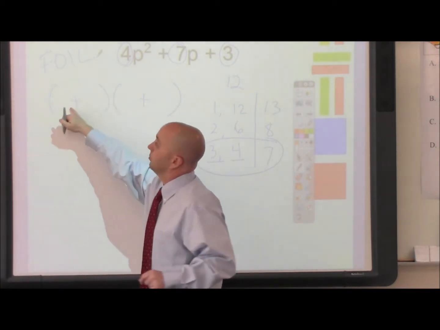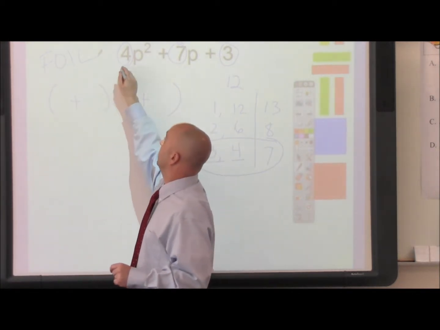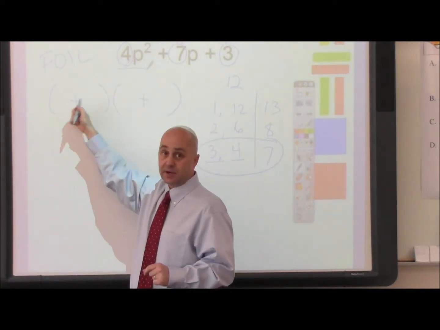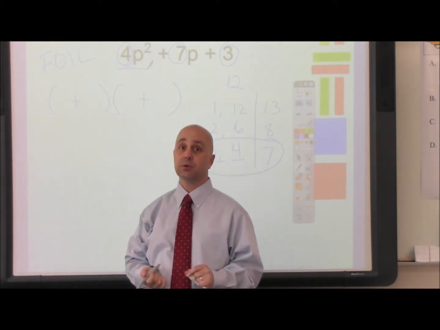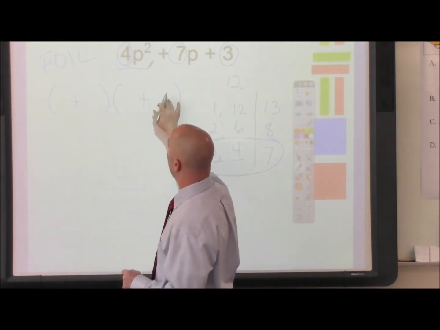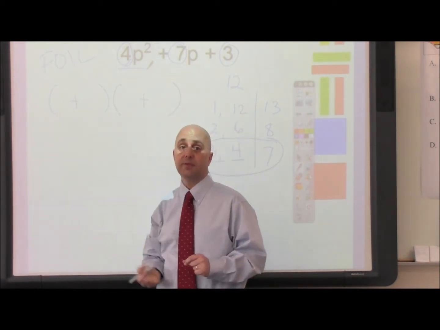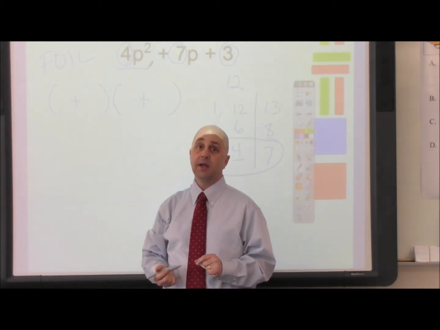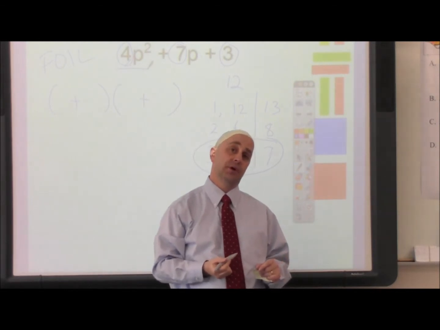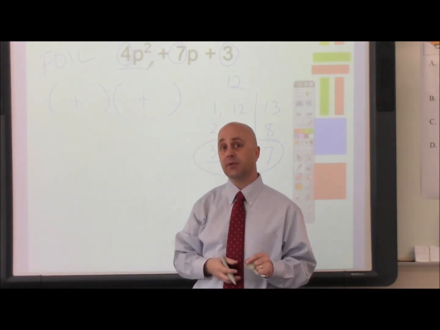For example, using FOIL, the first two multiplied together are going to give you this term. So you know that something times something has to be 4p squared. You also know that the last two multiply to 3. So you need something times something that multiplies to 3. And the tricky part is to find that middle term. And that's why this systematic method works.